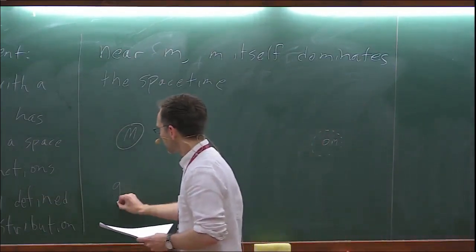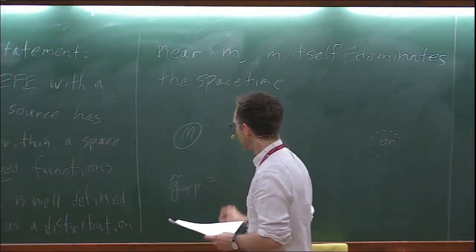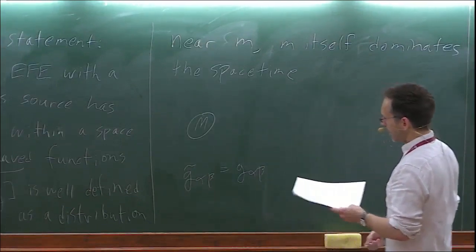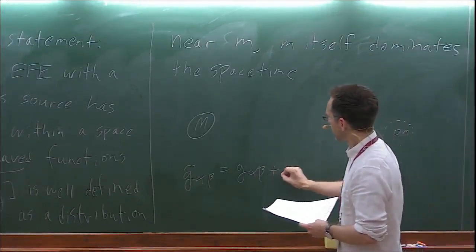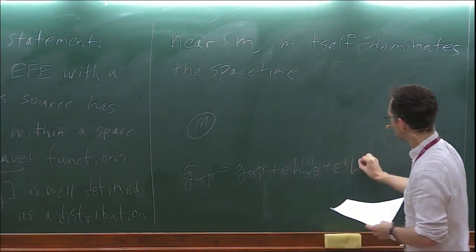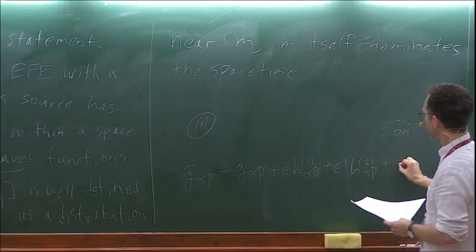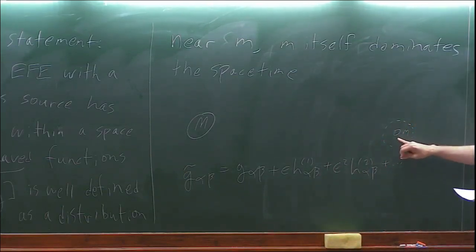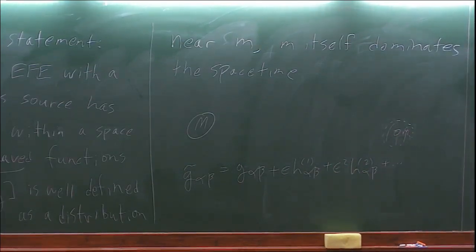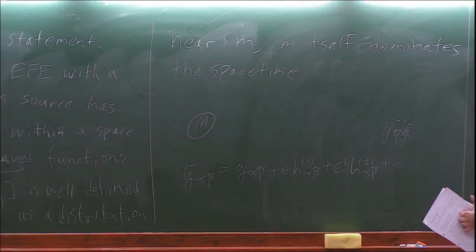So we've assumed that we can write the exact metric as the background metric plus corrections coming from the small mass. But this expansion does not make sense in this region here. It's not accurate, so it's not surprising that things are going wrong. So this is where the method of matched asymptotic expansions comes in.